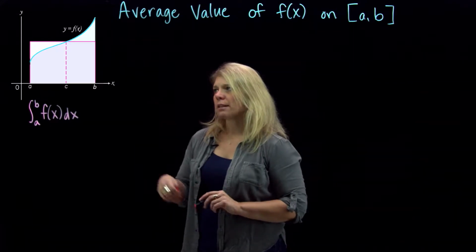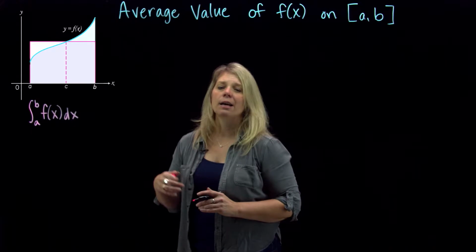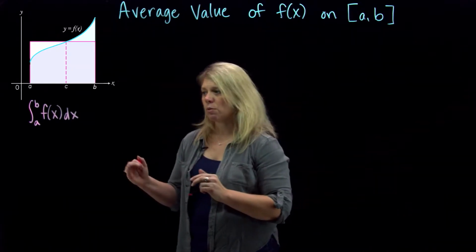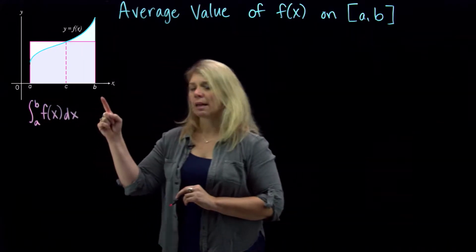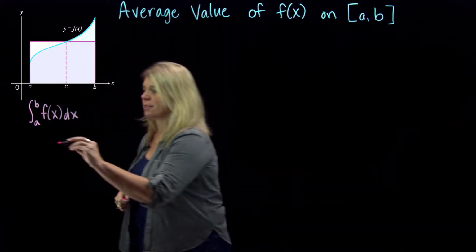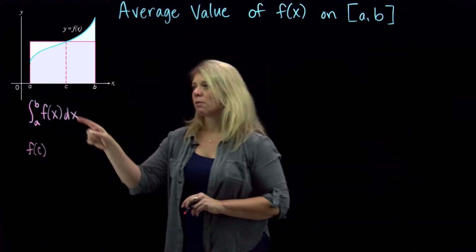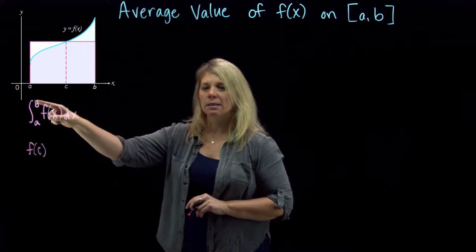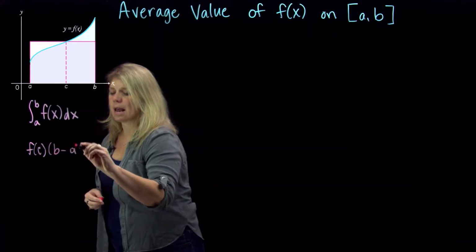We could describe the area of that rectangular region as just height times width. So the height of that rectangular region, we've got a point labeled x equals c, and the height of that function would just be f of c. So that's the height. And then the width would be the distance on the x-axis between a and b. So that would be b minus a.